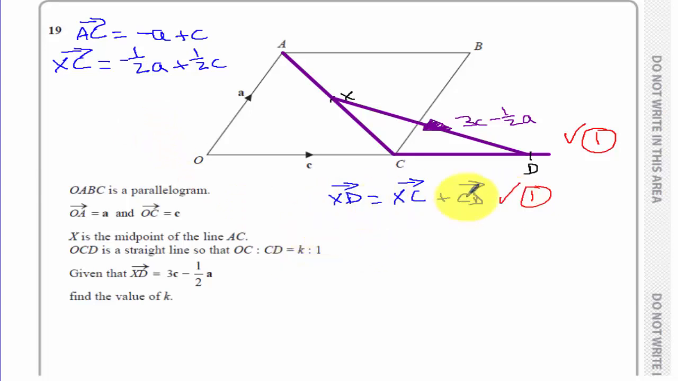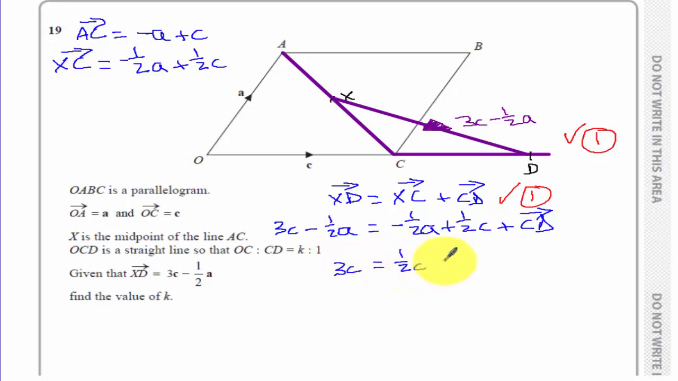Let's go and put all this into the equation here and see what we've got. So X to D is 3C minus a half A. X to C is minus a half A plus a half C. And then the remainder must be made up by C to D. I'm going to add a half A to both sides. So I'm going to have 3C equals a half C plus C to D. Take a half C from both sides. So 2.5 C is C to D.